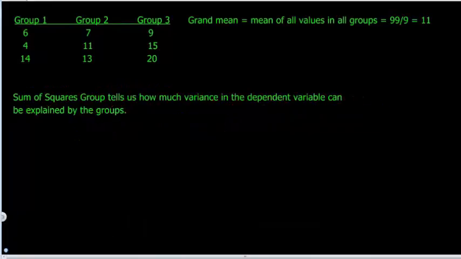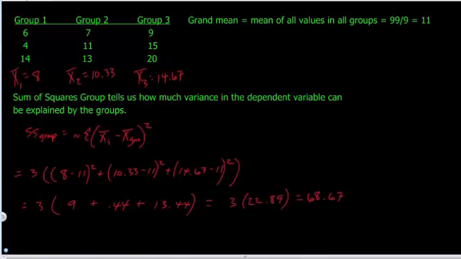Okay, so the next thing that we calculate is the sum of squares group. And sum of squares group tells us how much variance in the dependent variable can be explained by group membership. Okay, so in red here is how we calculate sum of squares group in the Oneway ANOVA. And instead of taking the squared deviation scores from every individual score from the grand mean, we take the squared deviation scores of the mean of each group and add them all up.